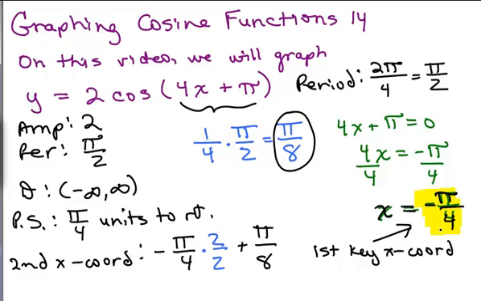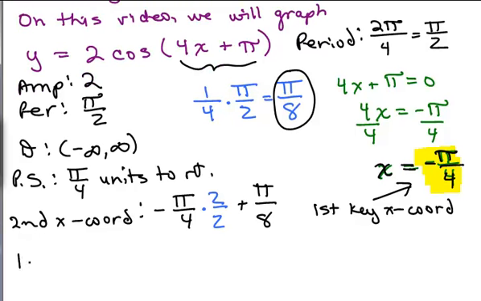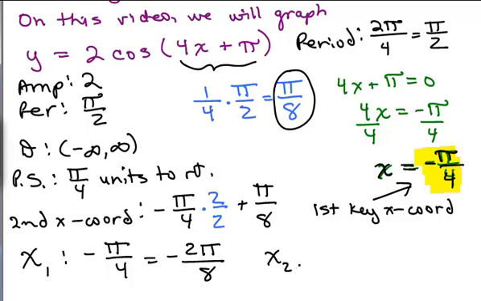So my first one was negative pi over 4, which I could write as negative 2 pi over 8. It'll be easier to write it with the same denominator. So I'm going to call that my x1 instead of first. How about that? That's our first one. And what's our second one? Our second one is going to be negative 2 pi over 8 plus pi over 8. So that's negative pi over 8.